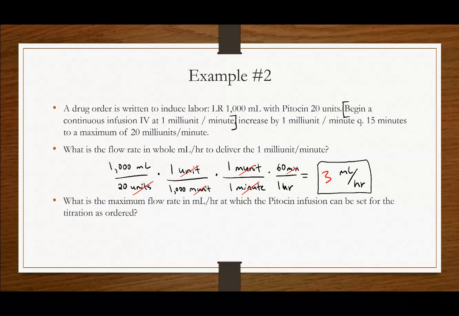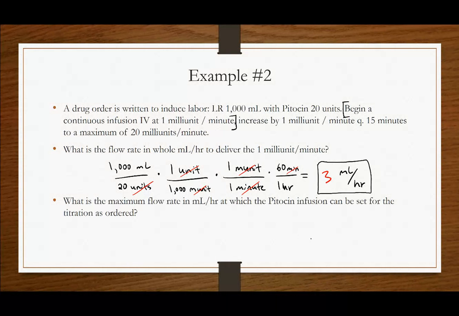In part B, we're asked what is the maximum flow rate in milliliters per hour at which the pitocin infusion can be set for the titration as ordered. In this case, we want to again end up with the desired units of milliliters per hour. As before, we have our solution, 1,000 milliliters of solution with the 20 units of pitocin.